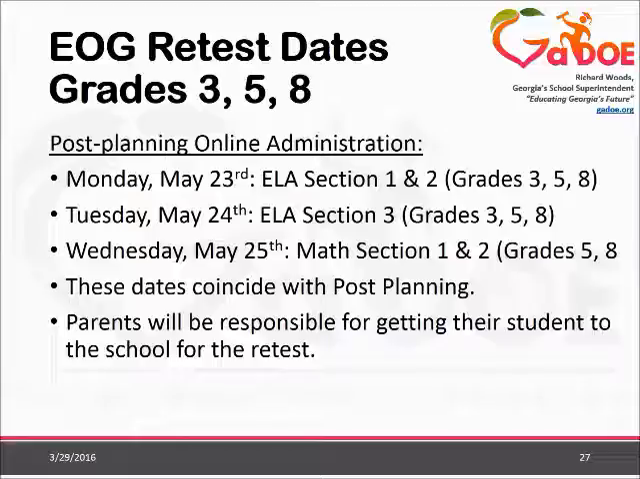The retest dates for grades 3, 5, and 8 will occur during post planning. They will be online. The reading section, ELA, sections 1 and 2, will be Monday, May the 23rd. The ELA section 3, the written section for grades 3, 5, and 8 will be on Tuesday, May the 24th. And then math for grades 5 and 8 will be on Wednesday, May the 25th. These dates do coincide with our post-planning. Parents will be responsible for getting their students to the school for the retest.